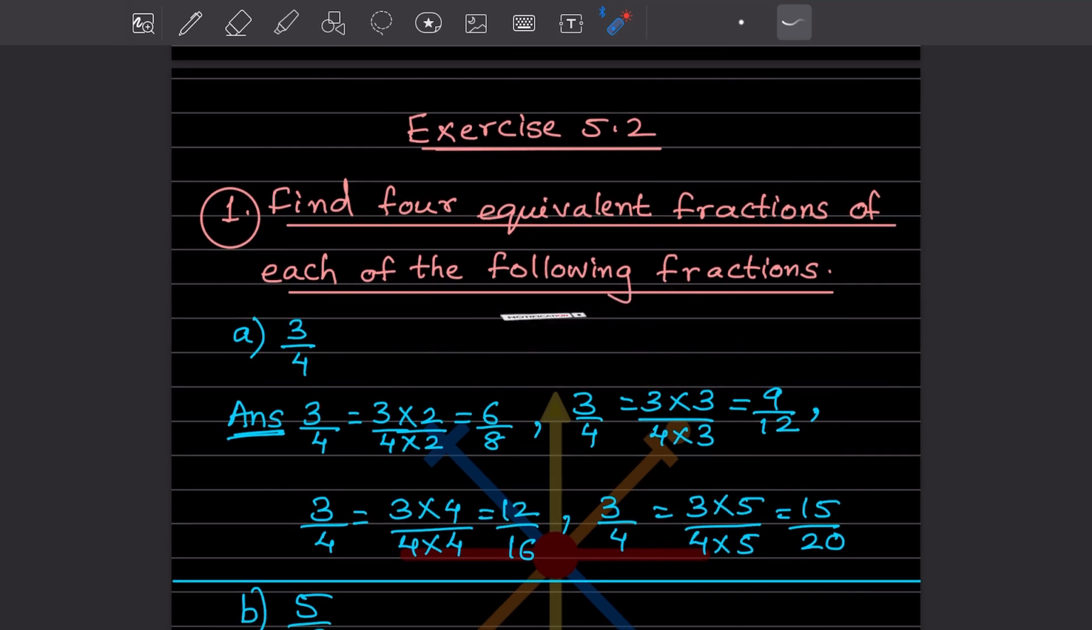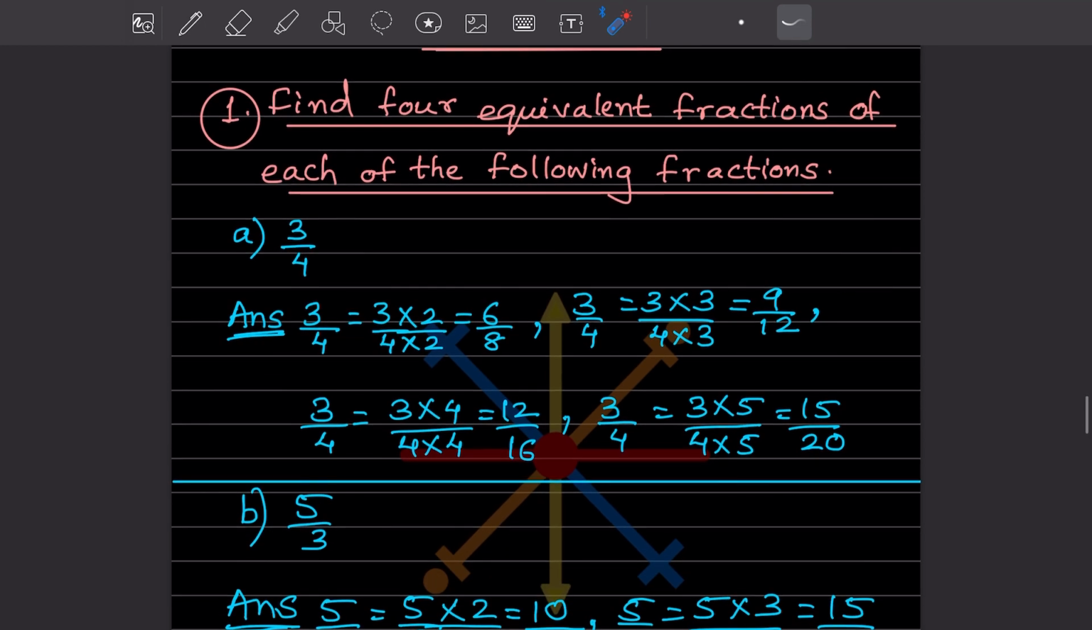So what does it say? Find 4 equivalent fractions of each of the following fractions. We have done this in one of the videos, how to find the equivalent fractions. This is very easy. The question given is 3 by 4. You can multiply 3 by 4 by any number, it can be 2, 3, 4 and so on. But here they have asked for 4 equivalent fractions.